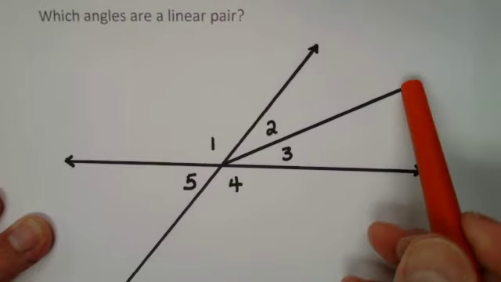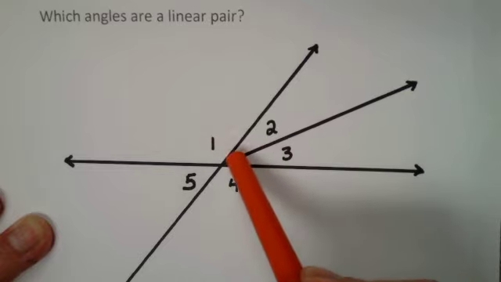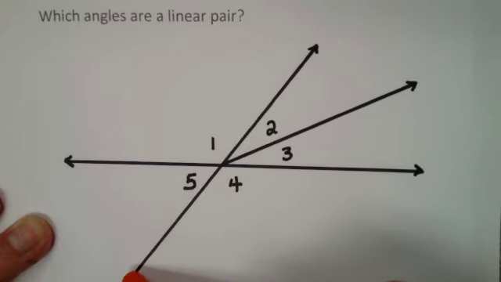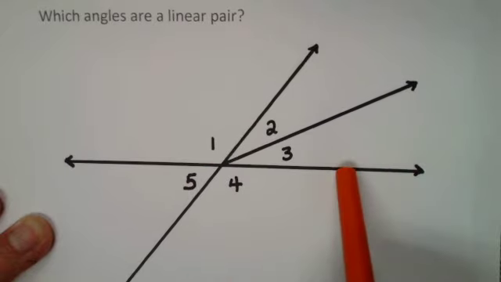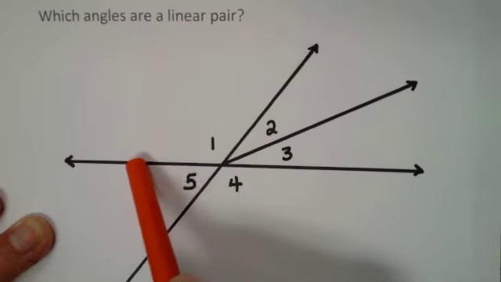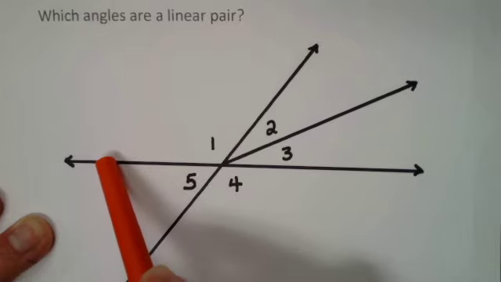What about 3 and 4? I take 3, combine it with 4. Look, I had to turn. They are not a linear pair. What about 4 and 5? If I take 4 and combine it with 5, look, I continue on a straight line.